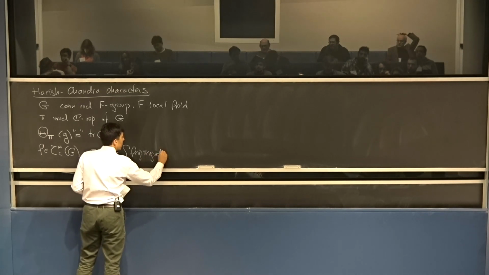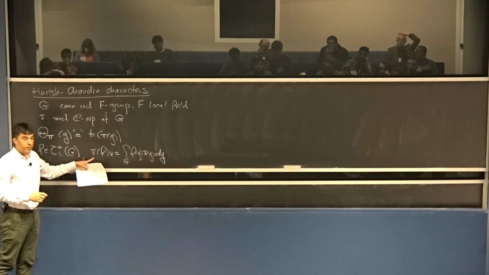Then there is a function, the character, which is philosophically just a trace of the action of this automorphism pi g. That's only philosophic because pi is usually infinite dimensional, and this definition doesn't make sense. But one of Harish Chandra's fundamental insights was that one can make sense of it if one takes, instead of a group element, a compactly supported function on the group, and then one uses this to smear the action of the group along this function.